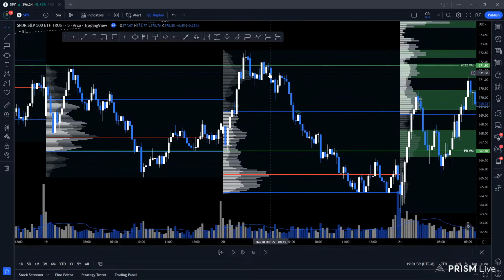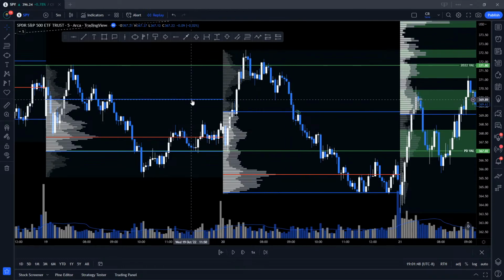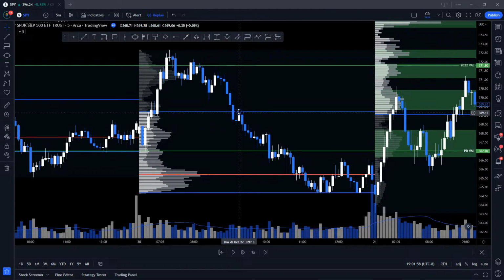Oh, and this is the developing. I don't know why I'm using this. Sorry, it's confusing. I'm thinking this is the previous day because I normally have them drawn out, but whatever. We'll just pretend this is the previous day.